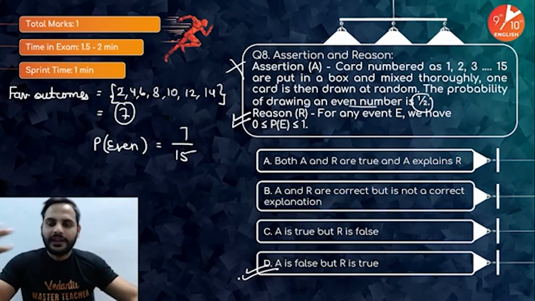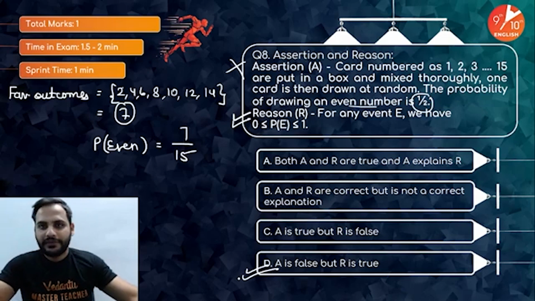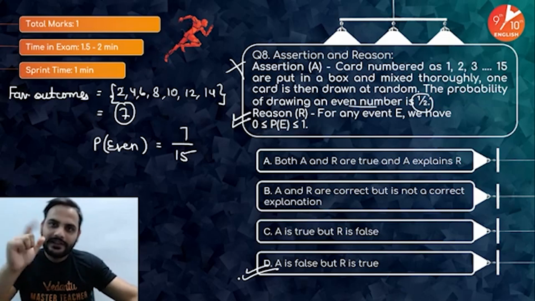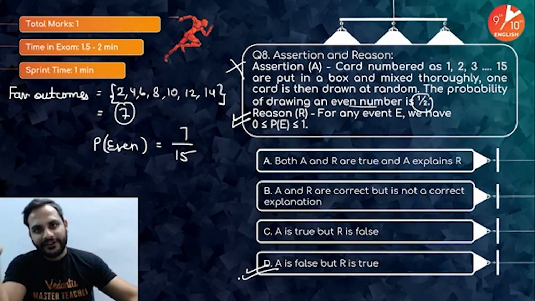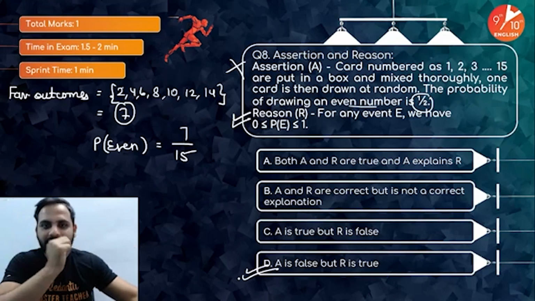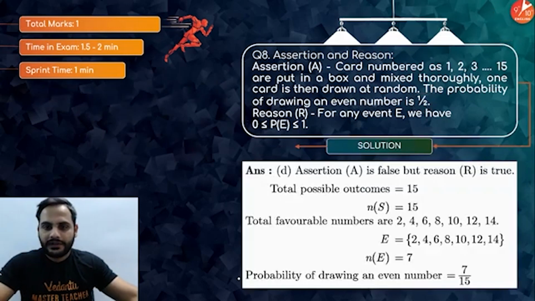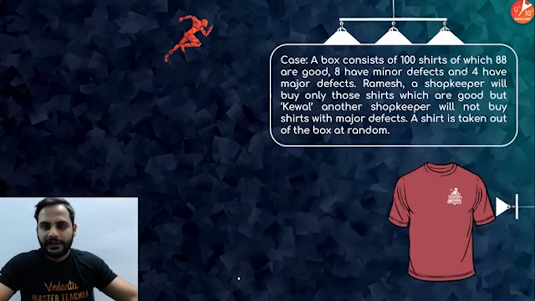Many students think, yes, even half, odd half, 1 by 2, but remember it is starting at odd and ending at odd. So the number of even numbers is 1 less. There are 7 even, 8 odd. Okay? All right, easy peasy. Let's move ahead. Next question.